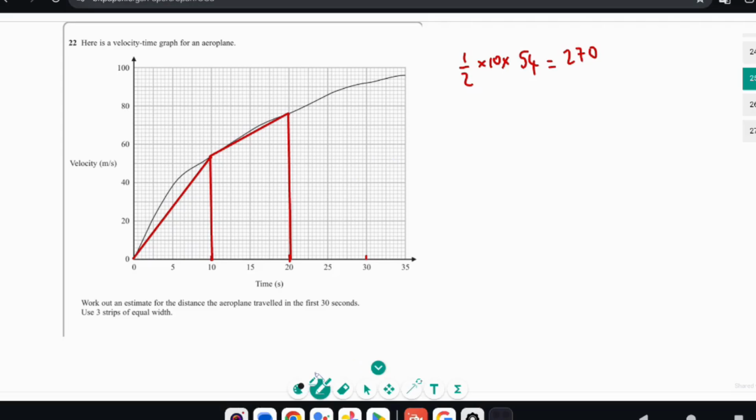Trapezium. These are the parallel sides on your trapezium, and the height is between 10 and 20. It's half a plus b times h for the area of a trapezium. So half, a is 54, b is 76, height is 10.